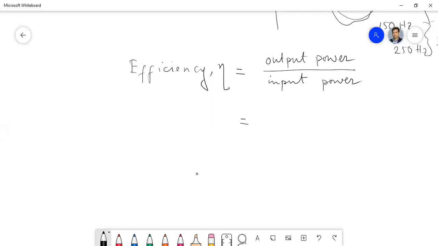Now the output power, if we refer the total thing to the secondary side, will be V2 I2 cos theta 2, because that is the power consumed by the load. And here we are taking only the active power. Okay, and what is the input power? The input power we can say is the output power plus some losses. So I have to write the same output power once again, plus two losses. What are the two losses? Copper loss and core loss. Okay, so output by output plus losses.